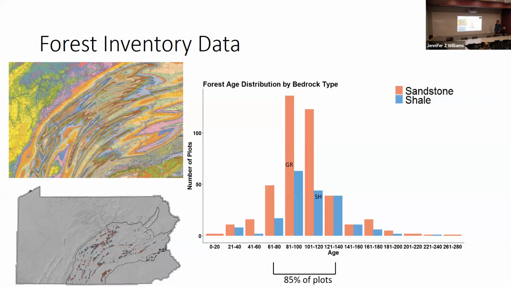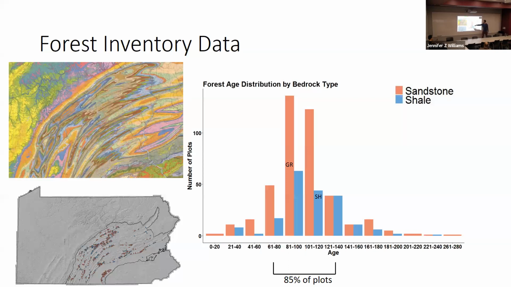I don't understand this plot. So is that orange bar GR for Garner Run? Yes, I'm sorry. And then the bar with blue is SH? Yeah, so on the x-axis, we have different age classes from inventory data. This is from 615 plots on state forest land. And the number of plots falling within that category is here.